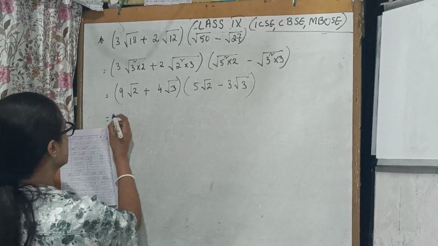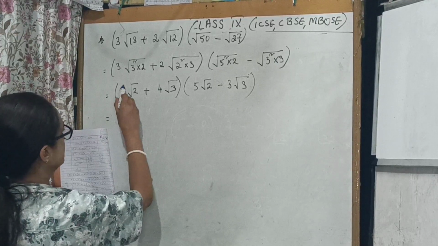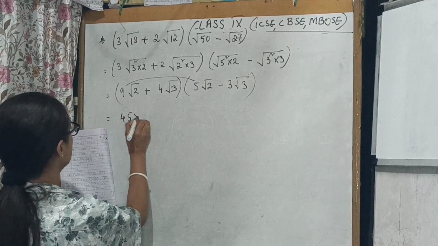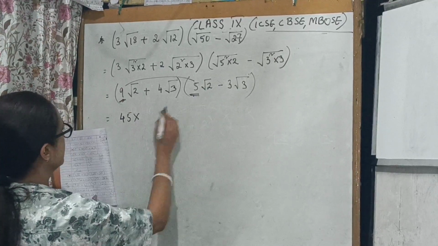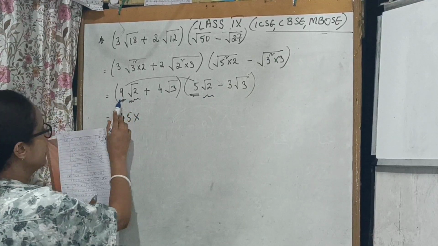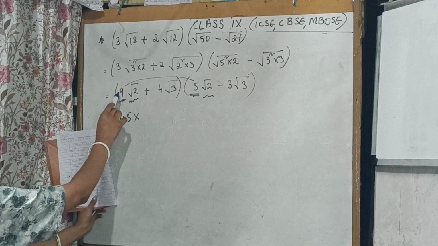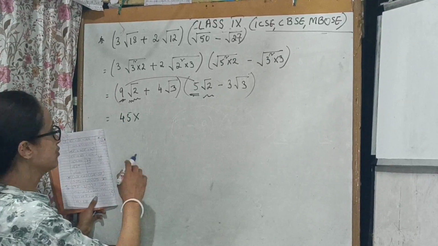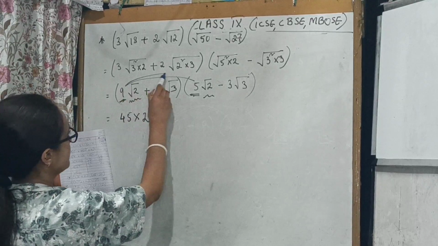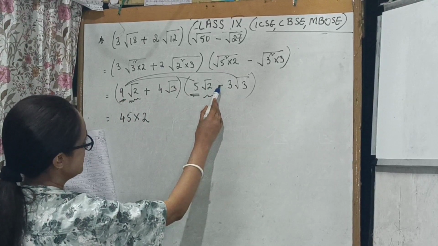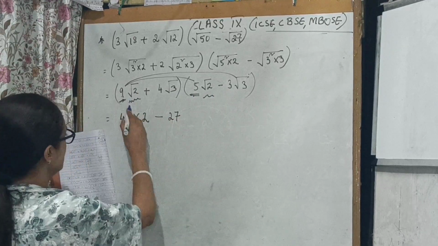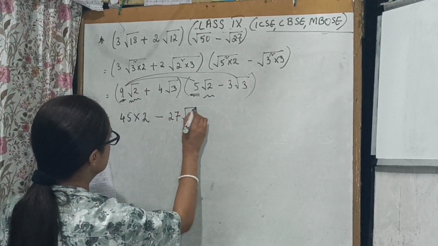So, multiply with this. 9 5s are 45. Number and number. Root number and the root number. So, in between no sign we have. That means it is a multiplication. Root 2 into root 2 is only a 2. This again has to be multiplied with this. What sign is it? Minus. 9 3s are 27. Root 2 into root 3 is a root 6.